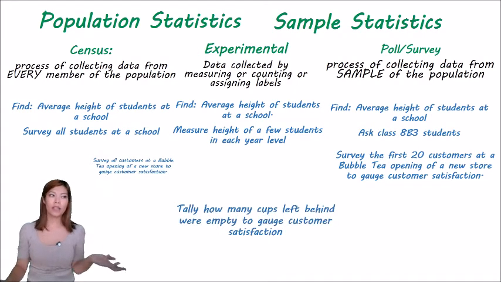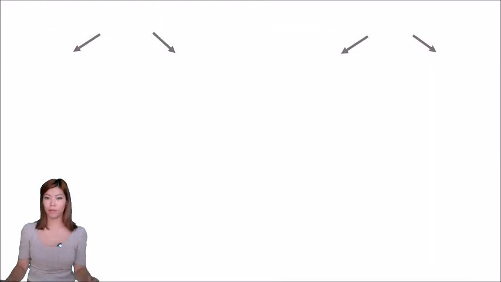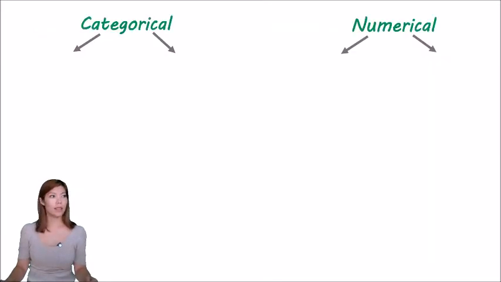Now, how would I do an experiment? Maybe I could tell you how many cups left behind were empty or full. Then if I'm checking and I'm counting, then it is experimental statistics. Let's have a look at the types of data that I could be collecting. They could be categorical or numerical, as in words or numbers.